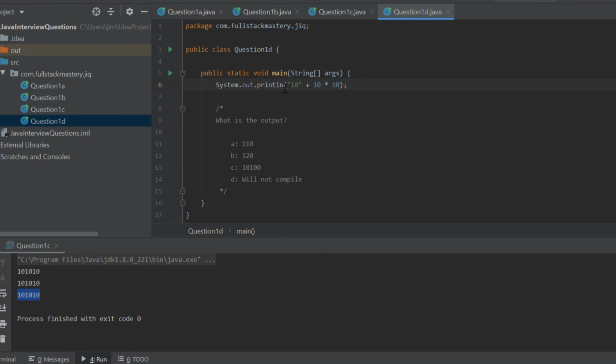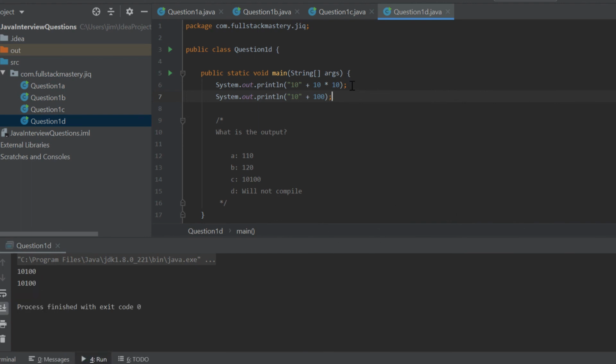In the fourth question, we also have this string in the beginning, but now we have a multiply of these 10 times 10. What happens is that the multiply operator actually takes precedence over this plus operator. And what happens is this 10 becomes 100 first, and then concatenated to the string. So these two should be equivalent.